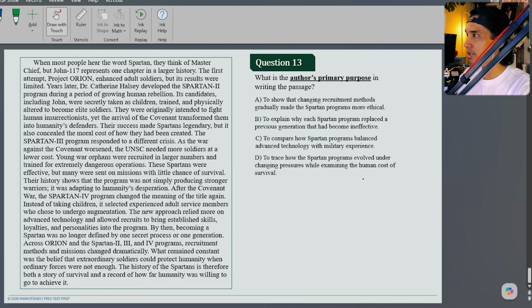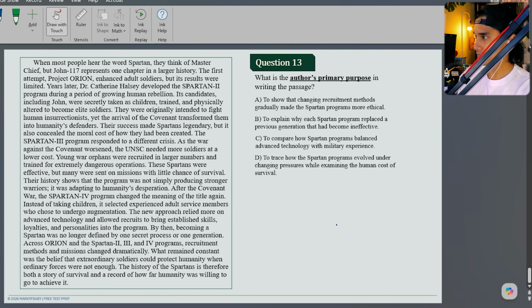Let's go ahead and go on to question 13. What is the author's primary purpose in writing the passage? And remember, an author's primary purpose asks why the author wrote the passage. The correct answer must describe what the author does throughout the entire passage and the larger idea the author wants the readers to understand. So let's go ahead and read each answer choice.